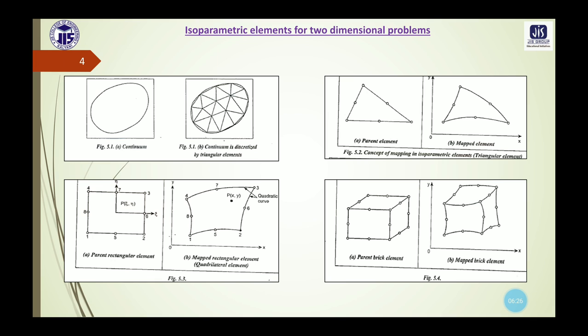Now in this module on isoparametric elements, we will discuss the method of coordinate transformation from the natural coordinate system to the global coordinate system, then the shape function and stiffness matrix for a four noded quadrilateral element, and numerical integration. These different topics we will discuss, and different numericals based on the different formula we will try to solve.